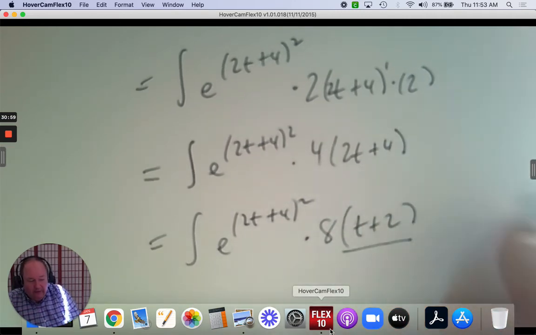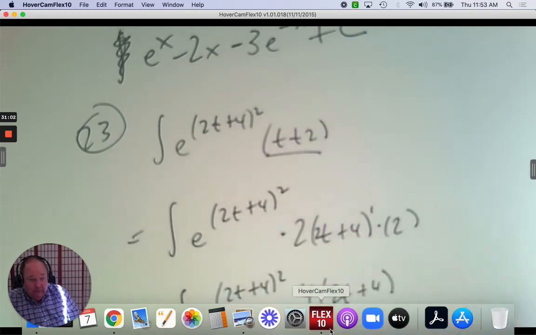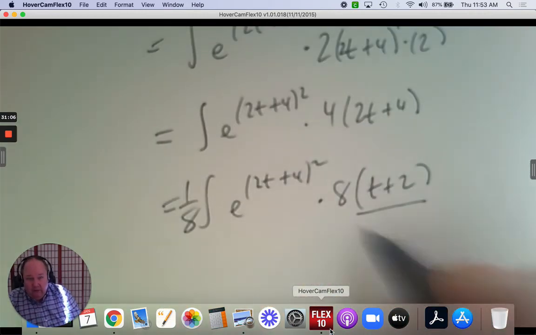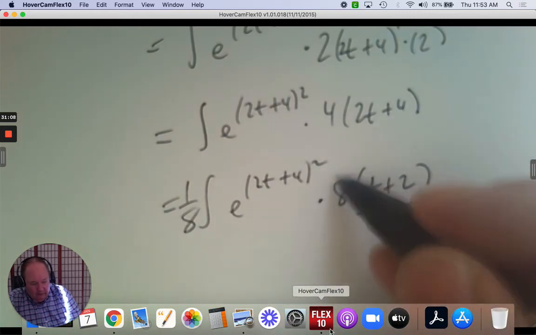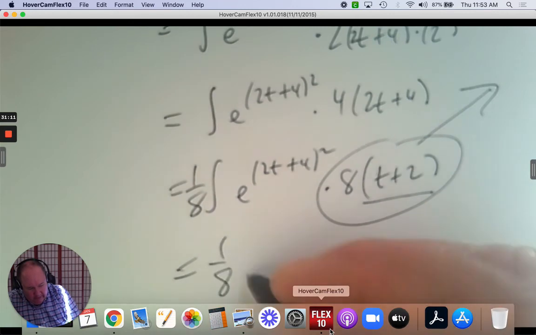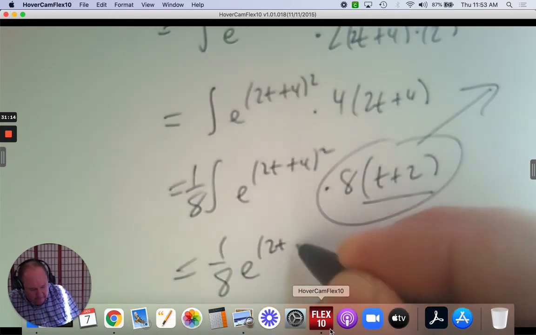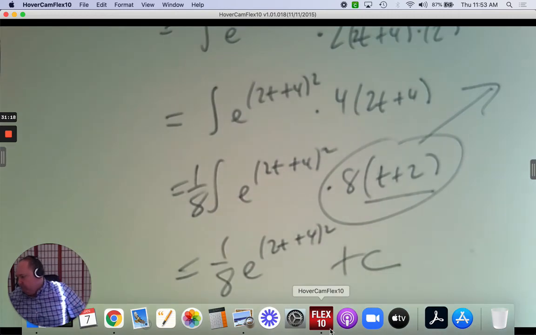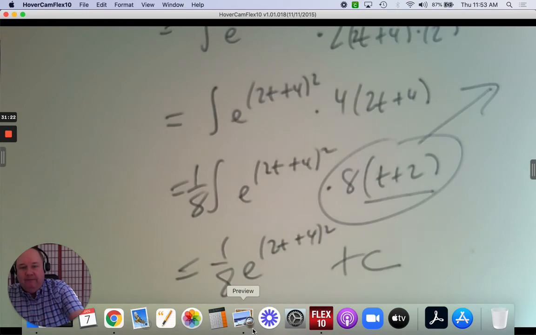So this now matches up to this. And the only difference is I need a 1/8 in front to be able to undo the 8. Otherwise, it matches up. I can then undo this and unhook it. And the answer is 1/8. And then you copy it down. Plus the candy.